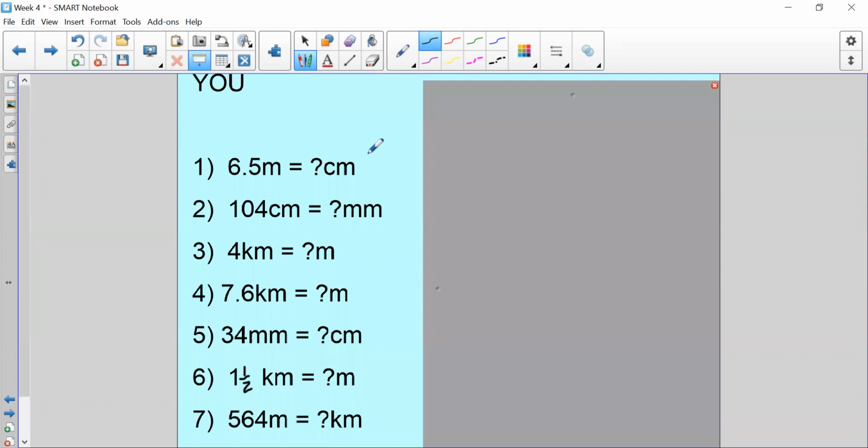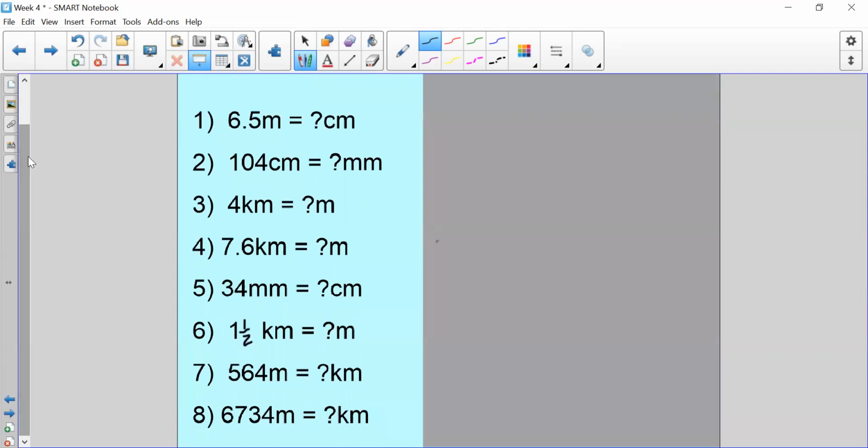Right, so I would like you just to have a go at, there are 8, I think I put, yes, 8 questions, just to make sure that you are ready for your Teams challenges. So there are millimeters to centimeters, centimeters to meters, and kilometers to meters, all a bit of practice for you. Number 6 means 1.5, okay, just so that you are aware there. So pause the video now and see if you can do those conversions for me.